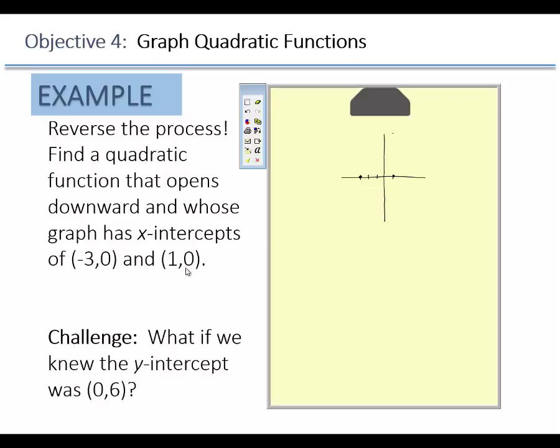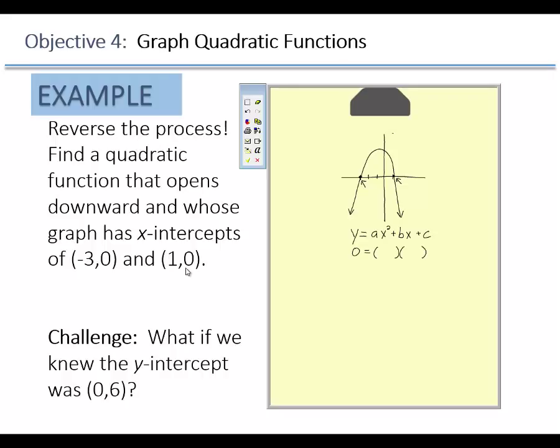So we don't know much about this quadratic, but we do know it's going to open downward, so it's going to look something like that. Okay, well, we also know that since it's a quadratic, it must have the form ax squared plus bx plus c. Now usually to find out where our intercepts are, we would set this equal to 0 and solve. And sometimes we can do that by factoring.